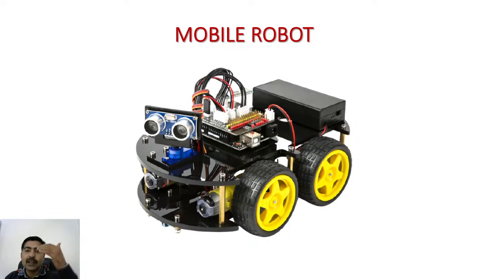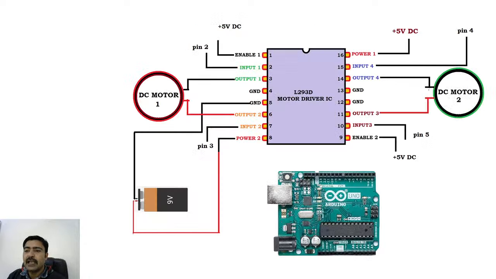Whenever it finds any obstacle, it will be turning towards left or right based on the condition of the obstacle in front of it. But in the previous session I have shown you the connection diagram for L293D, where we have 2 motors connected. These 2 output pins, output 1 and output 2, will be connected to motor 1 terminals, and on the right side, output 4 and output 3 will be connected to the second motor.